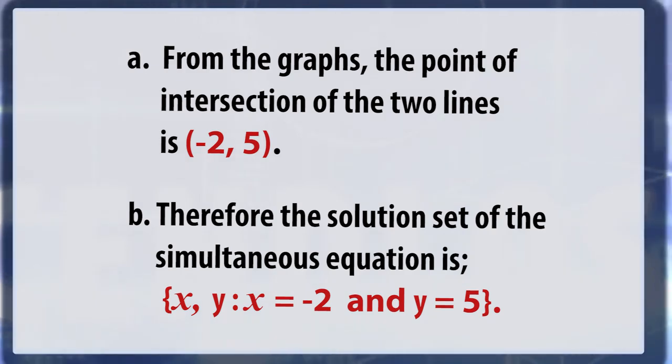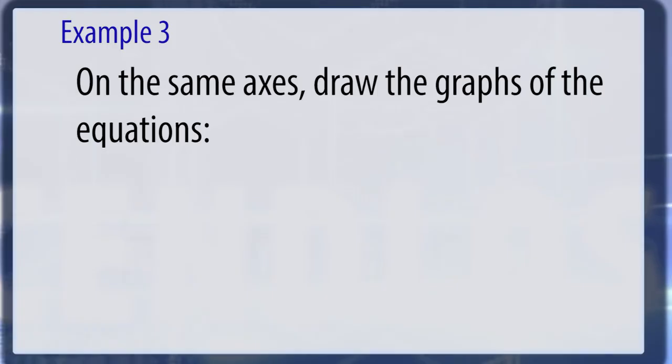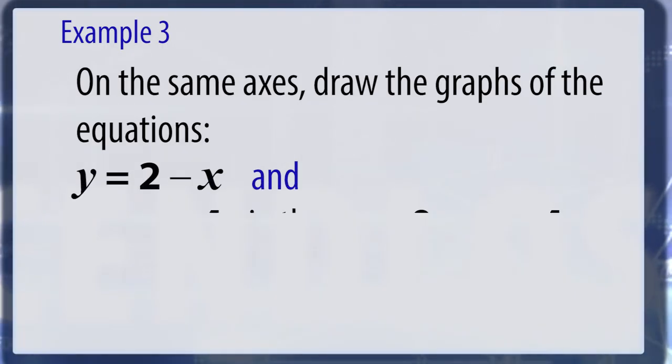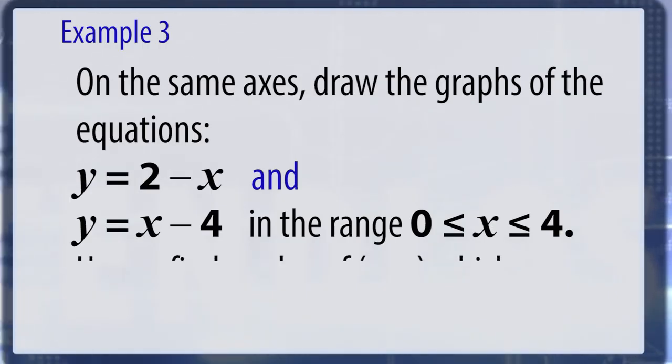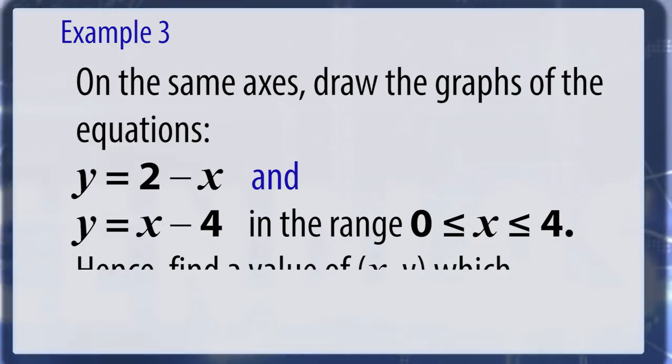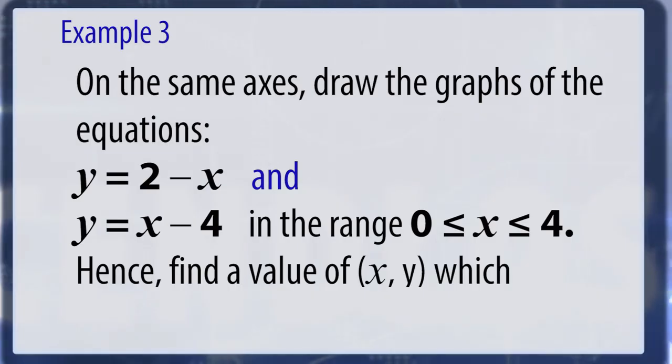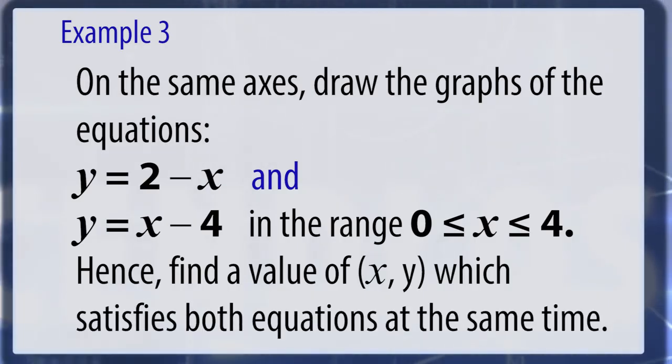Let us try another example. On the same axis, draw the graphs of the equations y is equal to 2 minus x and y is equal to x minus 4 in the range 0 is less than or equal to x, less than or equal to 4. That is, x is from 0 to 4 inclusive. Hence, find a value of (x, y) which satisfies both equations at the same time.